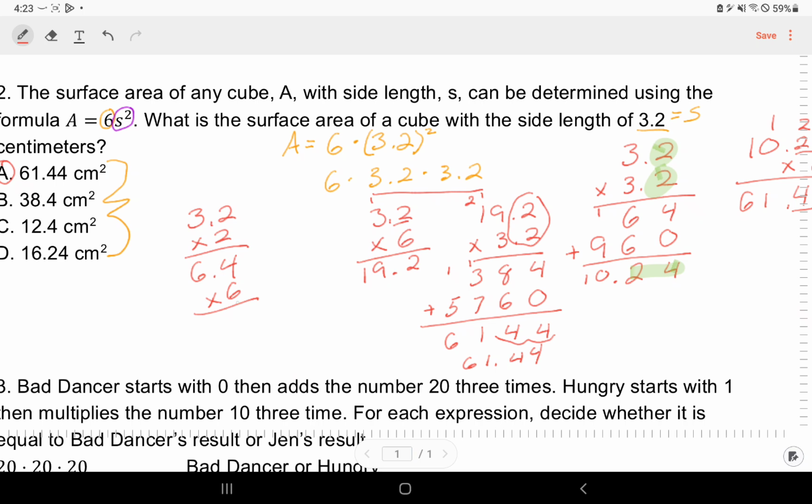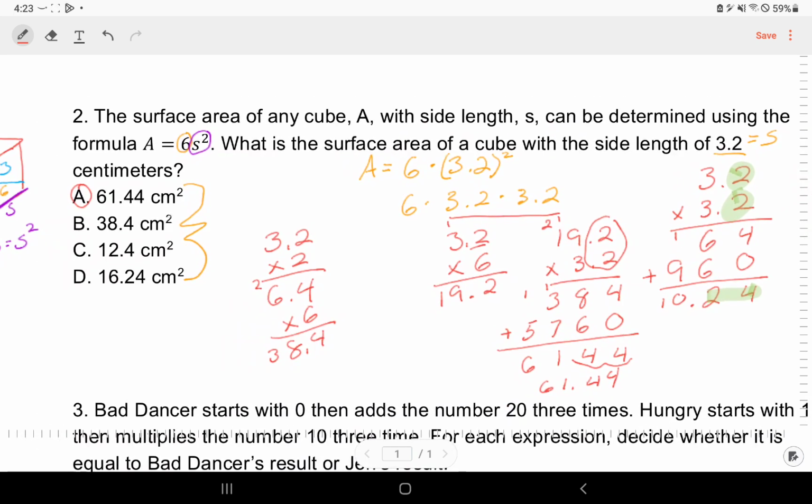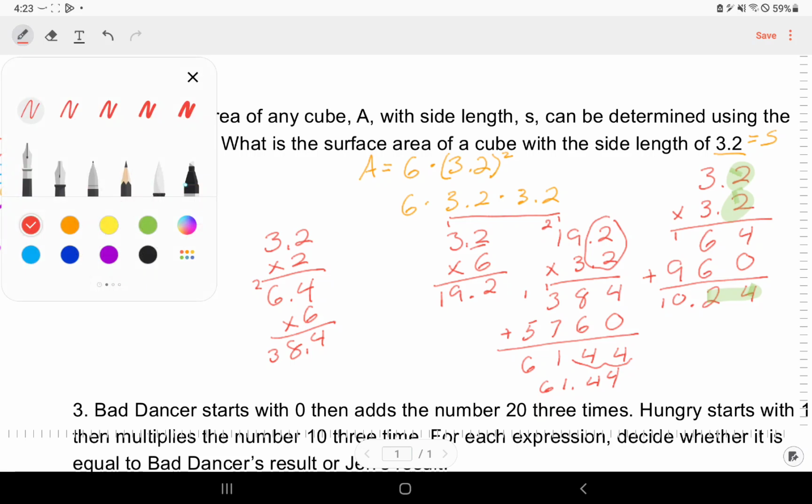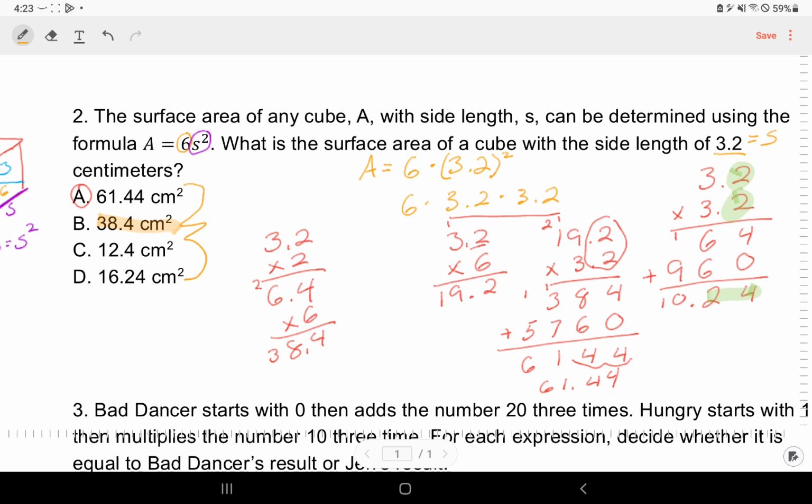Well, 6 times 4 is 24, carry 2. 6 times 6 is 36, plus 2 is 38. And look, that answer is there. It's wrong, but it's there. And so that's a way to get that answer.